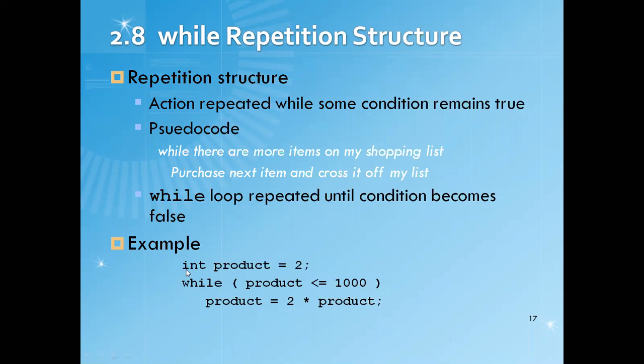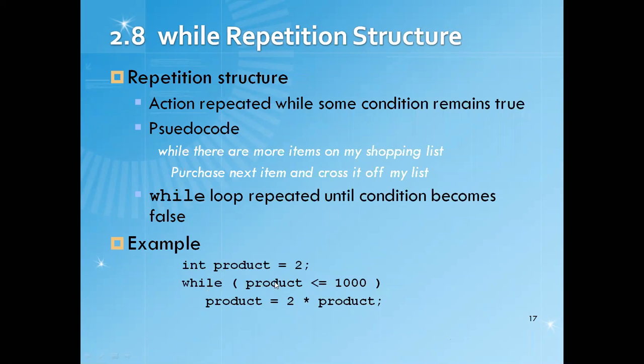For example, first of all, the product starts from 2. While the product is smaller than 1,000, then product equals 2 multiplied by product. Each time, it multiplies and then assigns to product. Let's simulate the first two or three steps. At first, the product is 2, and 2 multiplied by 2 is assigned to product. And then the second time, it comes back to while.